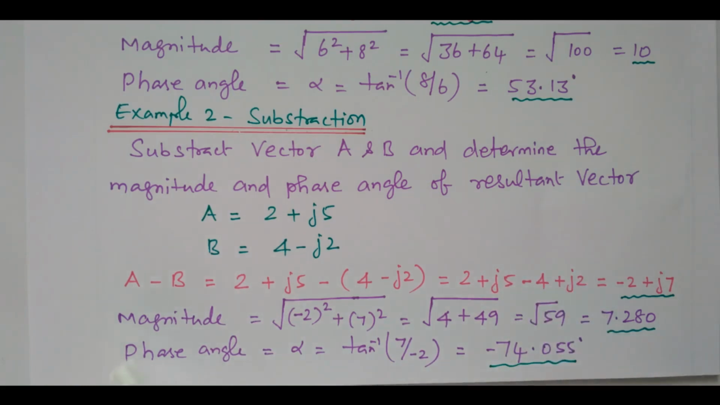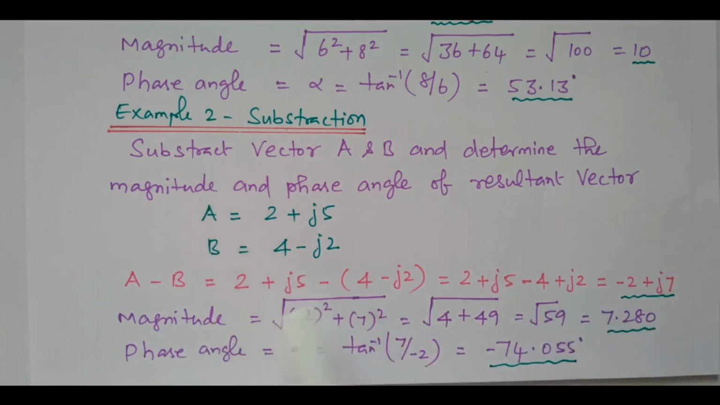And one more question is available. We need to find the magnitude. How will you find the magnitude? Square root of real term square plus imaginary term square. Real term is minus 2, imaginary term is 7. So the value is 7.28. Then how will you find the phase angle? Tan inverse of imaginary term by real term, so 7 divided by minus 2, that is minus 74.055 degrees.